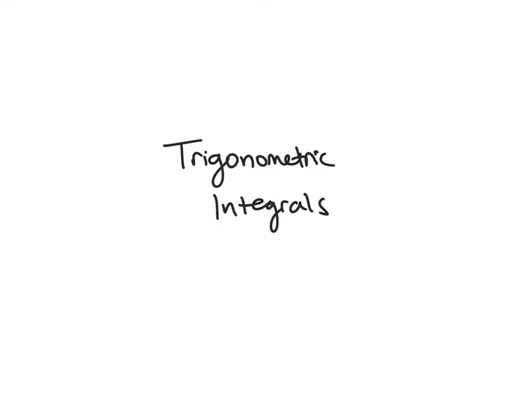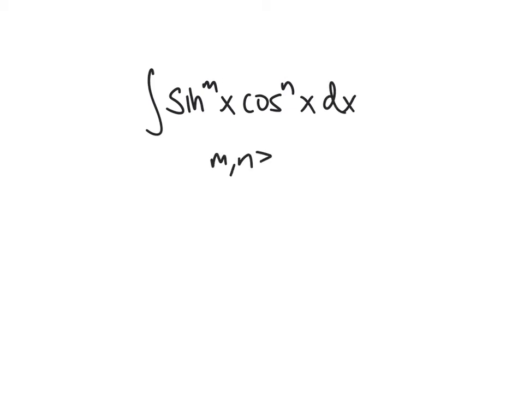Hello everyone. In this video we will be talking about how to solve trigonometric integrals. So what do we mean by trigonometric integrals? Well, we are going to look at integrals of the form sine to the m of x cosine to the n of x dx, where m and n are both non-negative integers. Okay, so different powers of sine and cosine so long as these powers are non-negative.